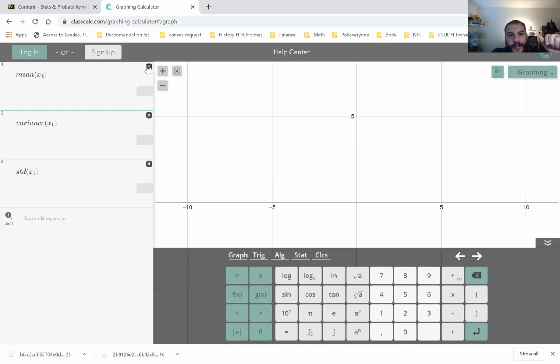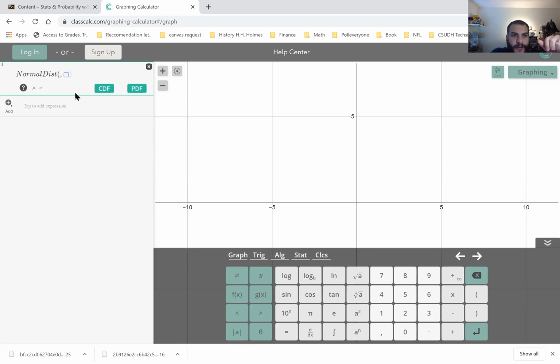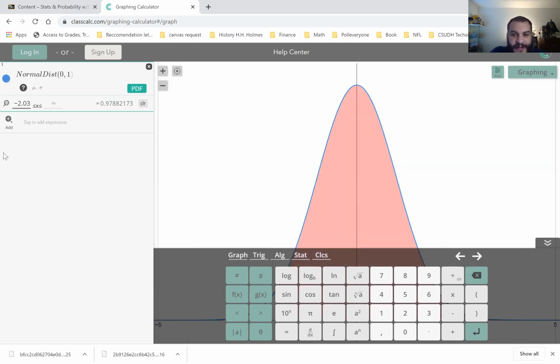So clear, clear, clear, clear. So we got normal distribution. All right, so we go 0, 1. We hit CDF. You put negative 2.03. We hit the magnifying glass. Wait, all right. And that's our answer.